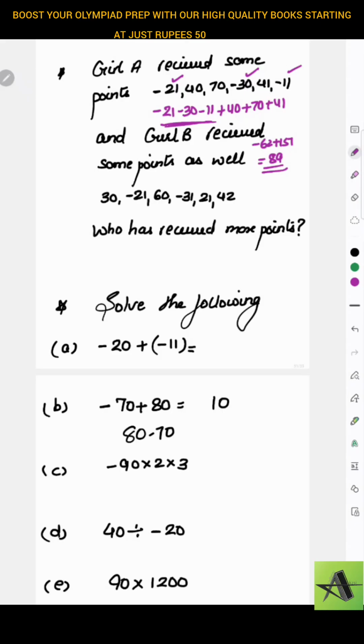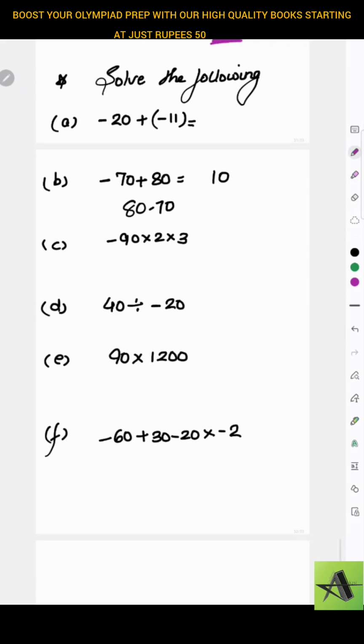I'm doing the same. I'm just grouping all the negative numbers and positive numbers. So 30 plus 60 plus 21 plus 42, and all the negative numbers, negative 21, negative 31. So when I add, this will give me 153, and negative 52, which will give me 101. This is the final answer. So now, obviously, which one has received more points? The girl B has received more points, that is 101.